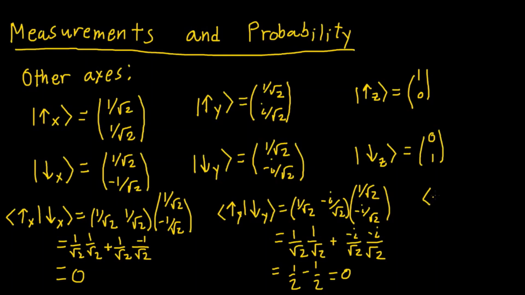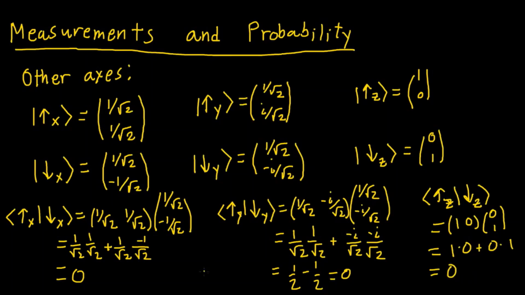And finally, as we already know, the spin up state along the z-axis and the spin down state along the z-axis also have an inner product of 0. So in any axis, the spin up state has an inner product of 0 with the spin down state.